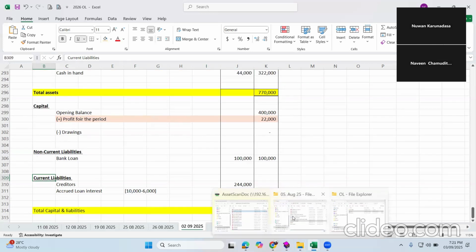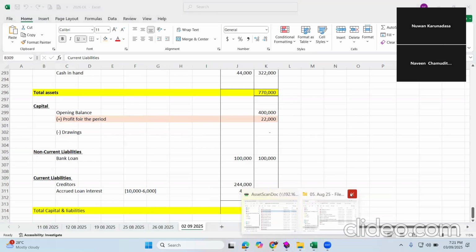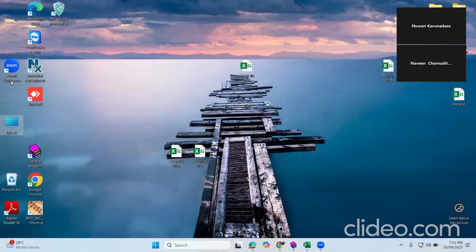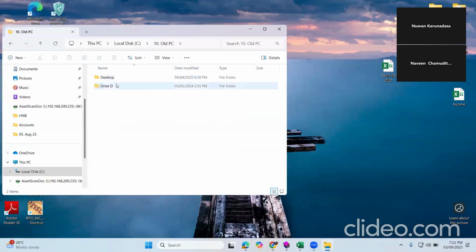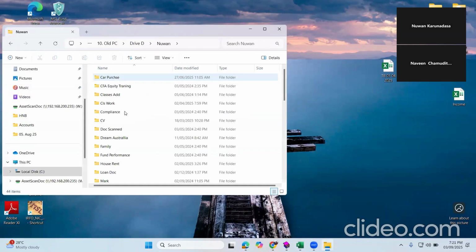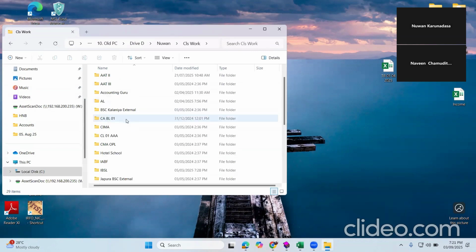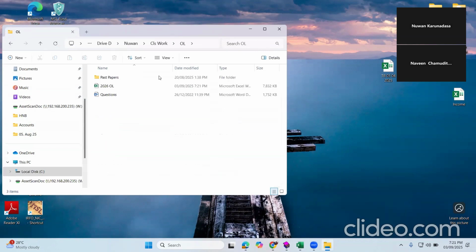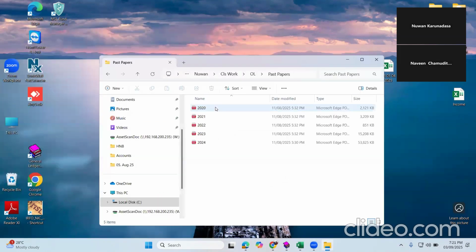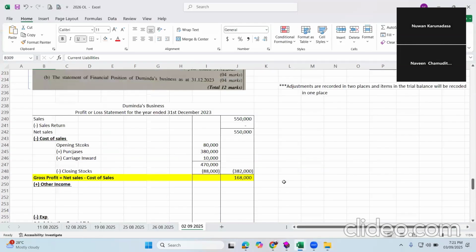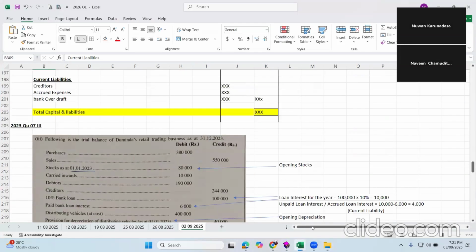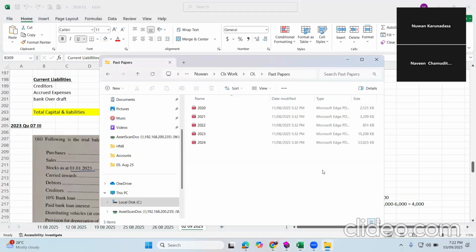Then we'll do one more paper. Naveen, anything there to clarify? No, sir. Very good. So the paper we did was 2023, we will see the 2022 paper.